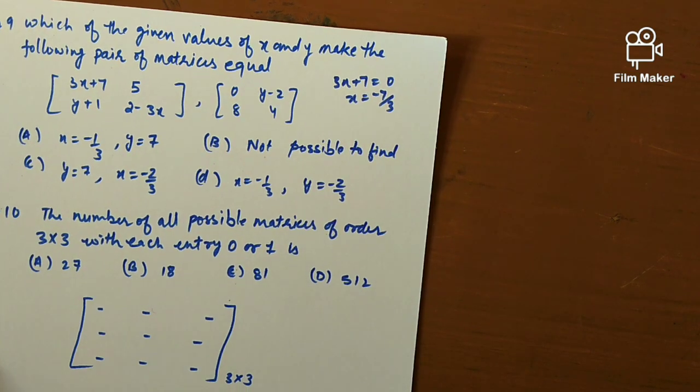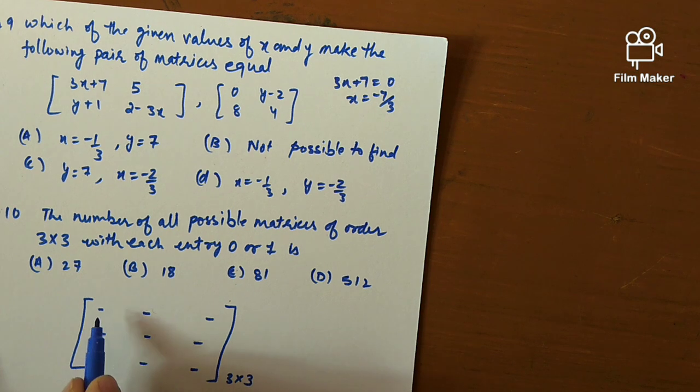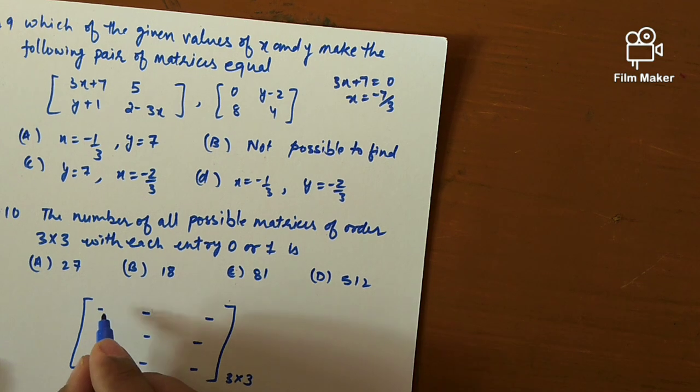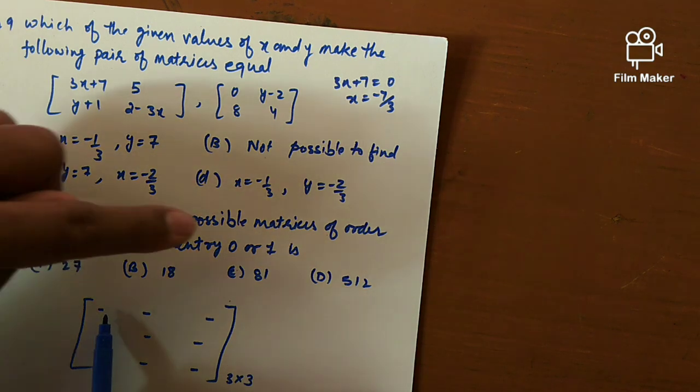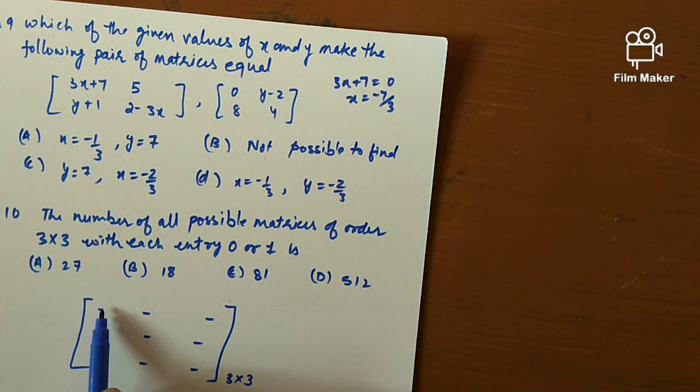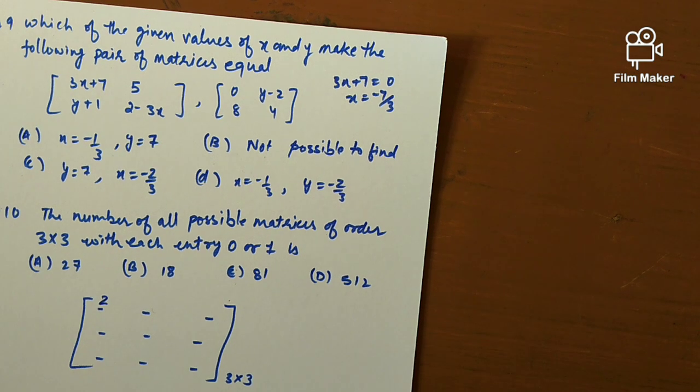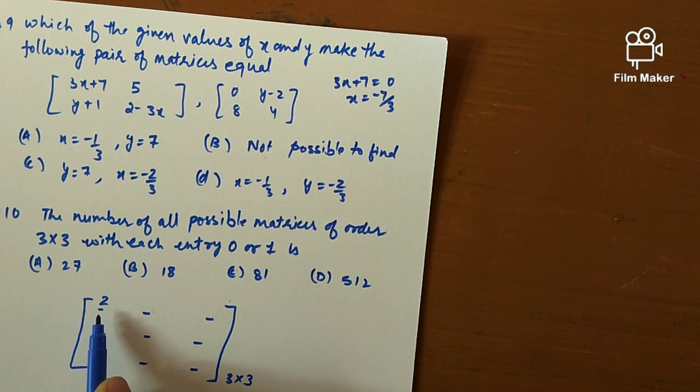Now come to question number 10. This is a very important question, and it has come for 1 mark in some of the board exams. The number of all possible matrices of order 3 cross 3 with each entry 0 or 1. Now for each entry, for example, this is the A11 position. In that position we can place only 0 or 1. It means that for one place we have only 2 choices. Now the permutation and combination that we learned in class 11th will be used. This has two choices, so the number of ways to fill that position is 2.